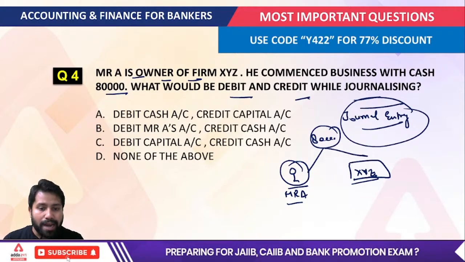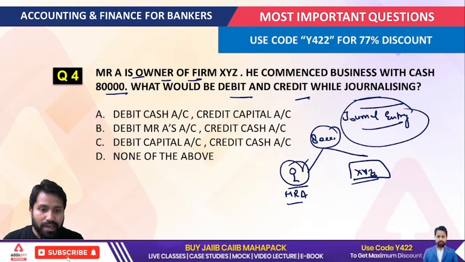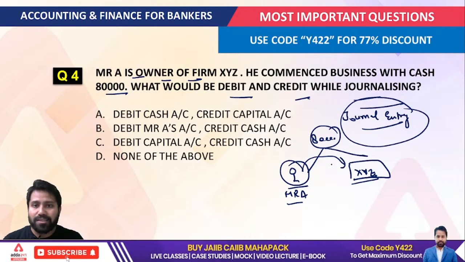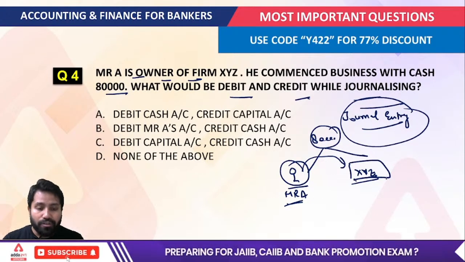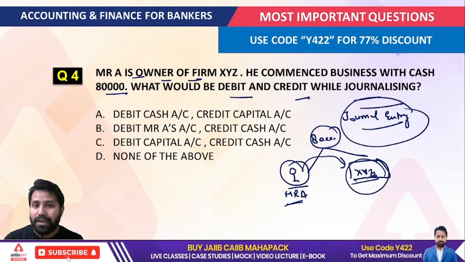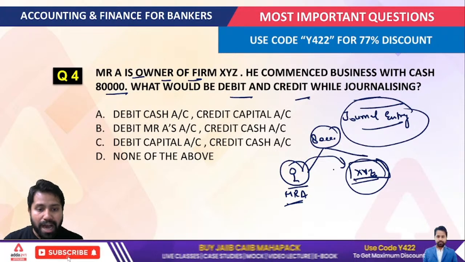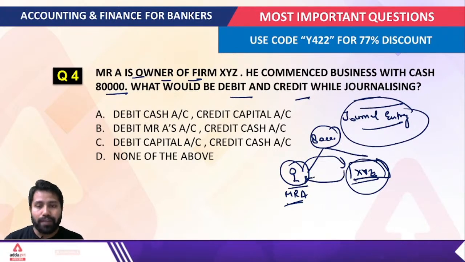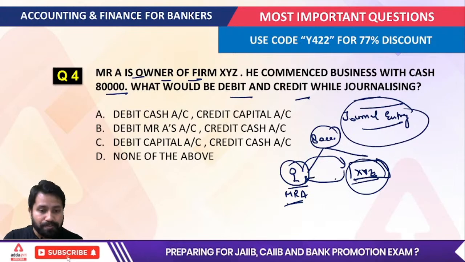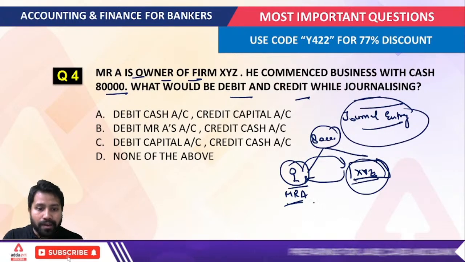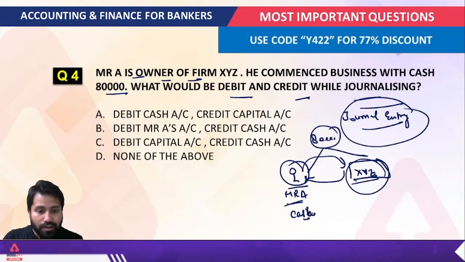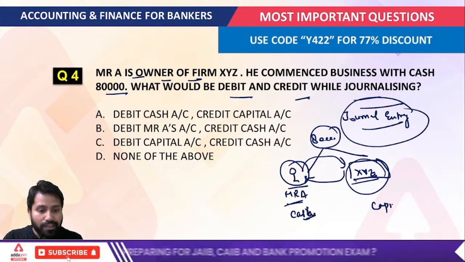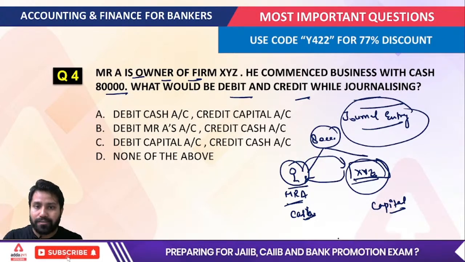Because if Mr. A introduced the 80,000 rupees into the XYZ company, even though the company is Mr. A's, for the company it is considered a liability, because the company has to pay Mr. A whenever he demands it. So it is cash for Mr. A, and this would be considered capital for the XYZ company.